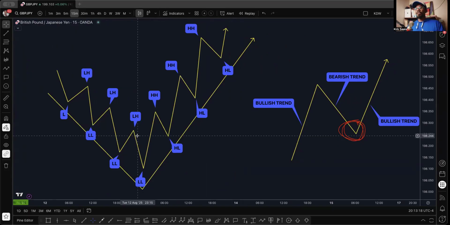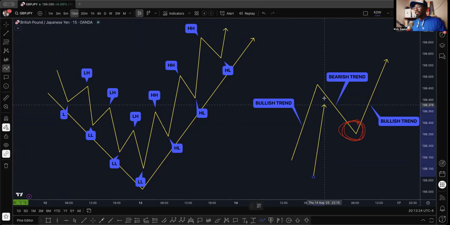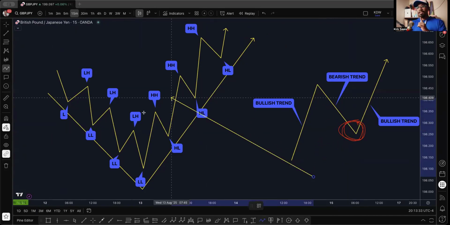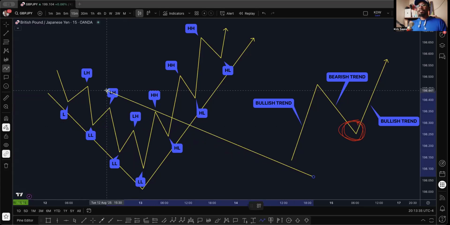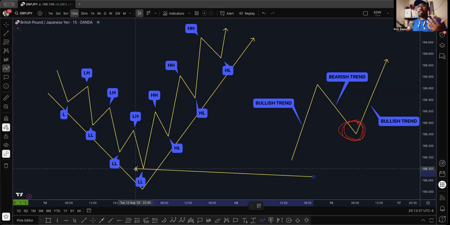That means if we're in a bearish trend and we are waiting, we're in this pullback area, we are waiting for this bearish trend to end. The sign that the bearish trend is ending is when we stop getting that series of lower highs and lower lows.